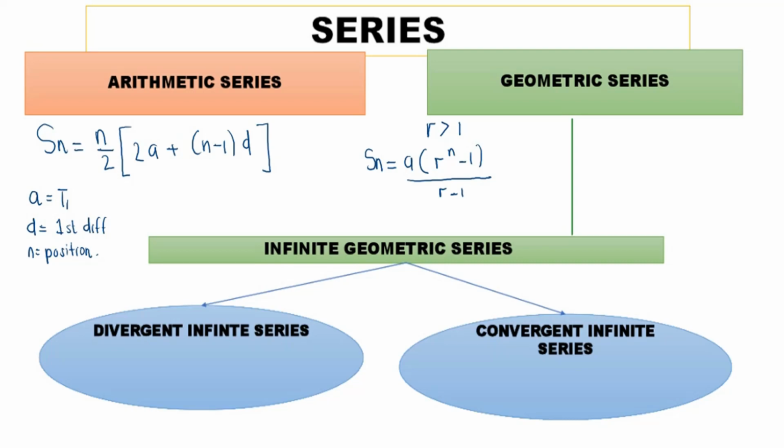However, if your common ratio is less than 1, then the equation that you use to get the sum of the geometric series is a times 1 minus r to the power of n, all over 1 minus r.